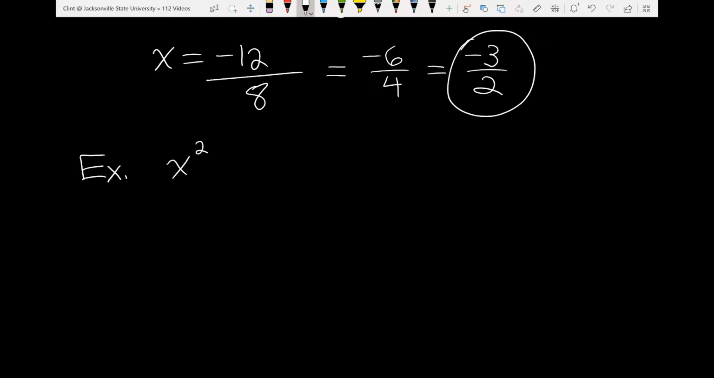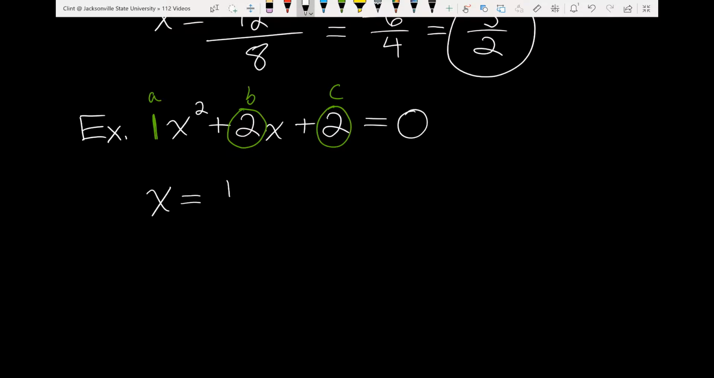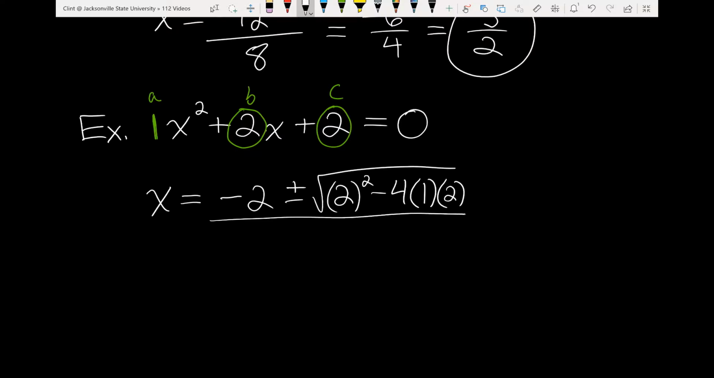x squared plus 2x plus 2 equals 0. A this time is 1, B is 2, C is also 2. x equals plus or minus, opposite of b, sorry, negative 2, plus or minus square root of b squared, so 2 squared is 4, minus 4 times a, times c, 2. All of that divided by 2a.